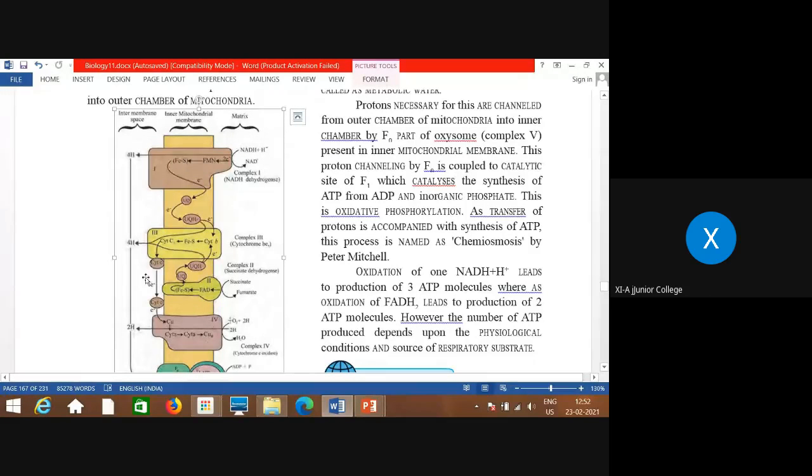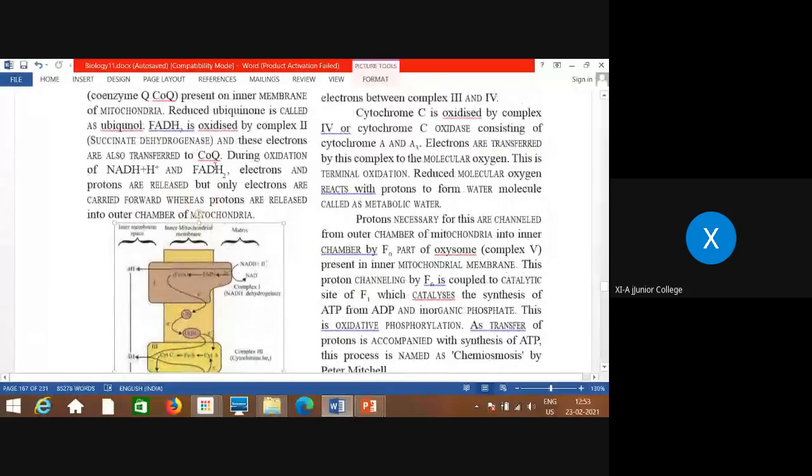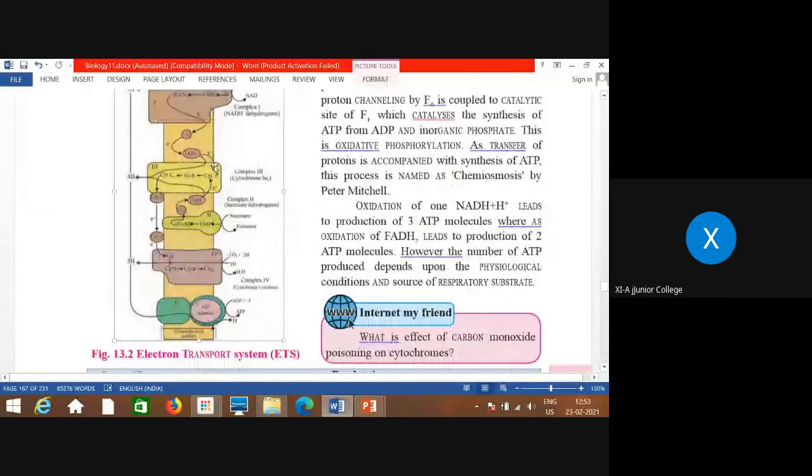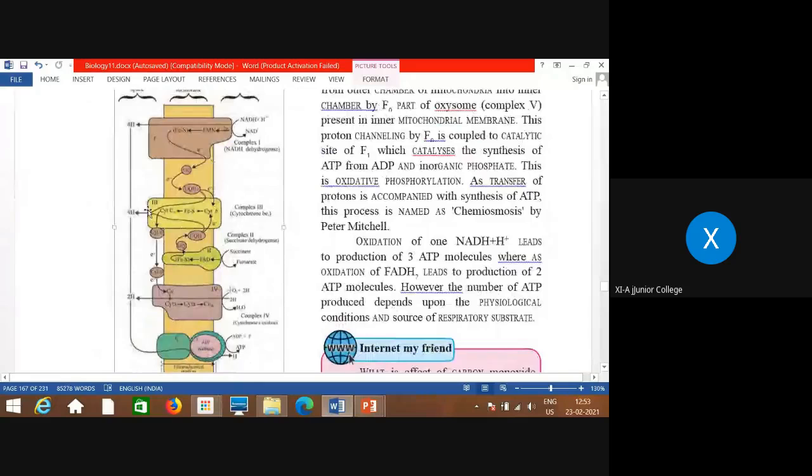So the names for ETS: first is electron transport system or ETC, that means electron transport chain. And the third one, terminal oxidation, the same process, and it is terminated by oxidation. At the same time phosphorylation is taking place, that means there is generation of ATP. So that's why this is called oxidative phosphorylation.